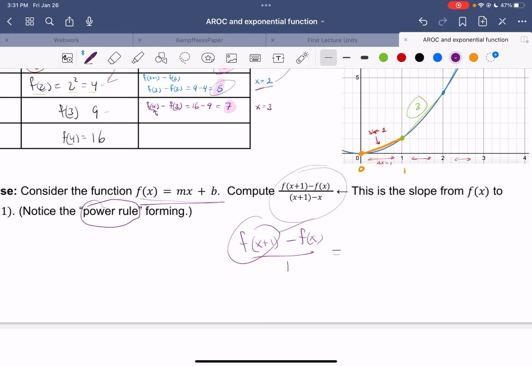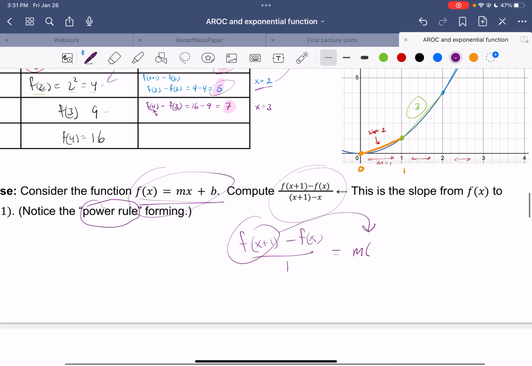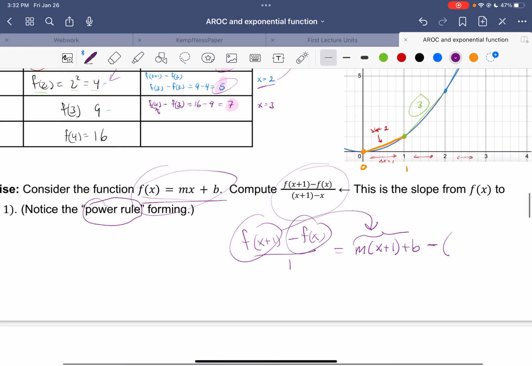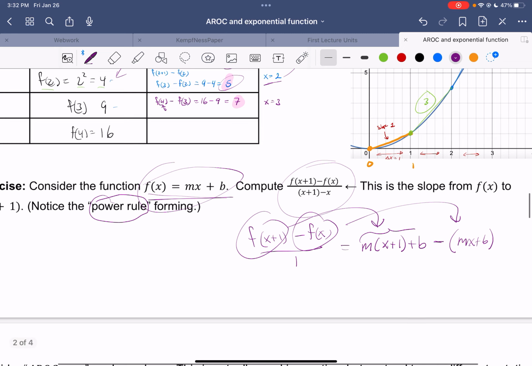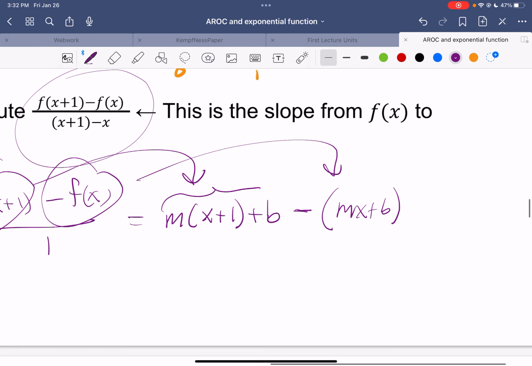Okay, so what's f of x plus 1? Well, here we are, and everywhere we see an x, we replace it with x plus 1 in parentheses. So that is f of x plus 1 minus, and what's f of x? Well, it's mx plus b. Okay, division by 1, who cares?